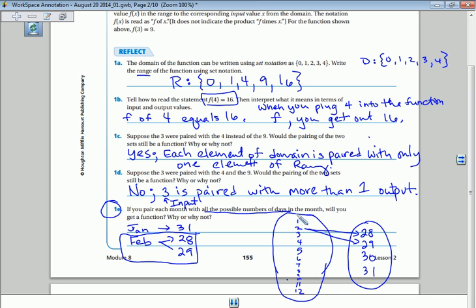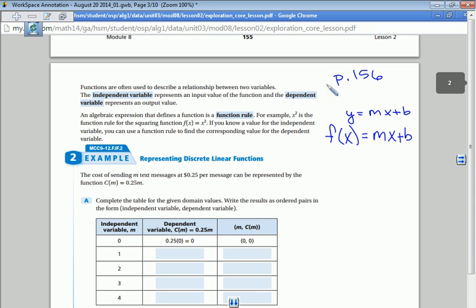Because every other input is just paired with 1 output. The question was pretty vague, so I liked it. I really liked it. Okay, let's flip over to the next page on page 156.